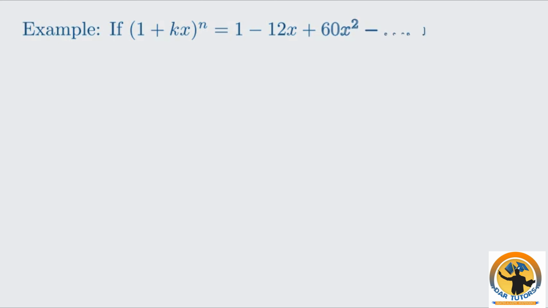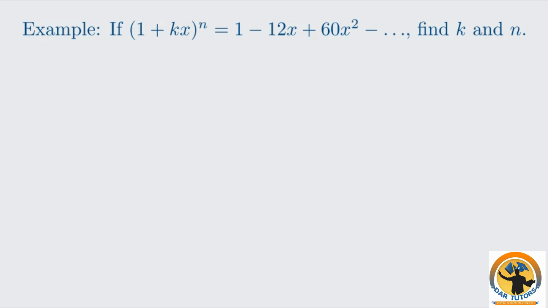Let's look at one more type of problem, finding unknown constants. This often involves comparing coefficients. We are given that the expansion of (1 + kx) to the power of n starts with 1 minus 12x plus 60x squared. We need to find the values of k and n.